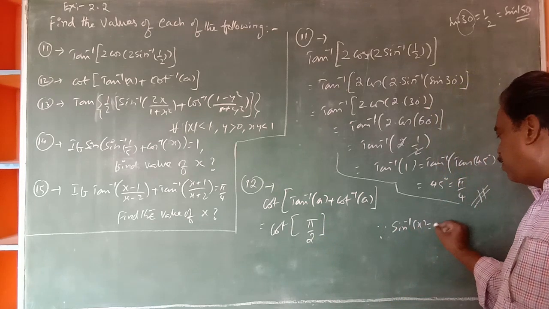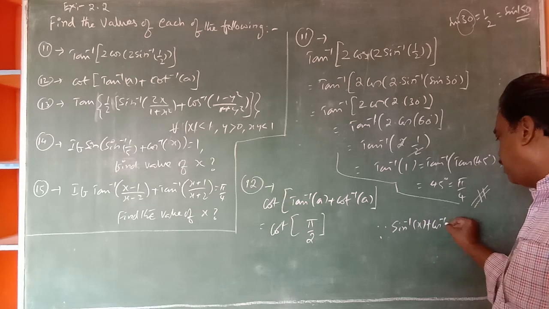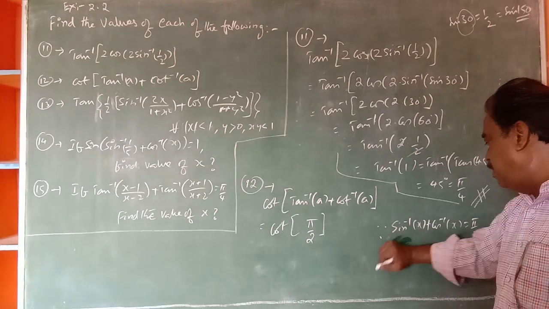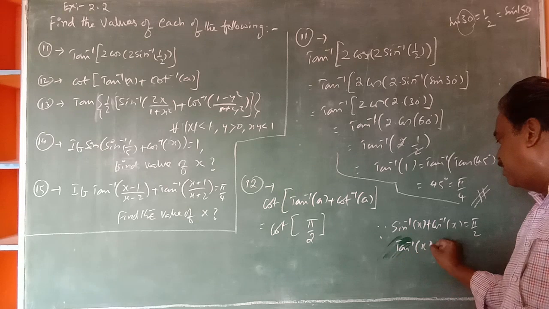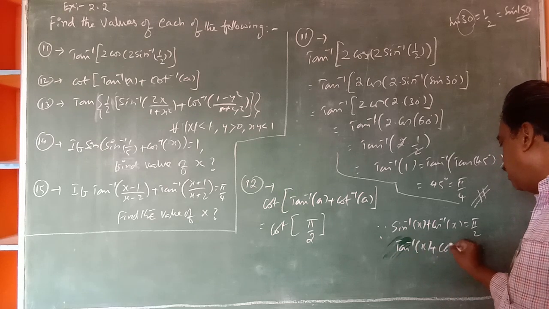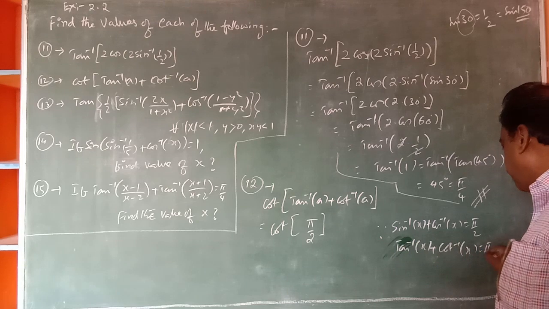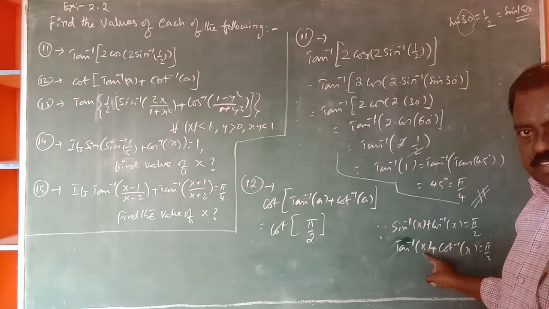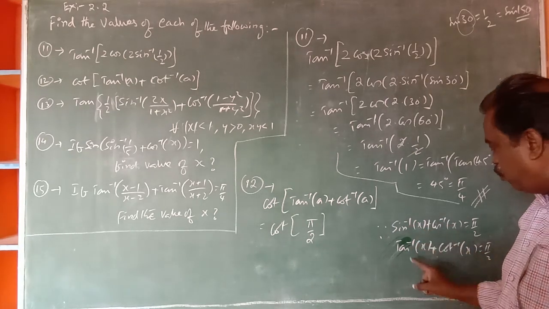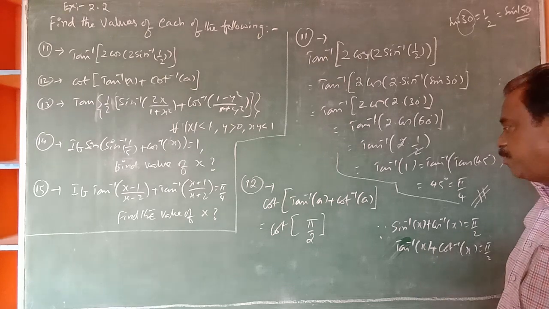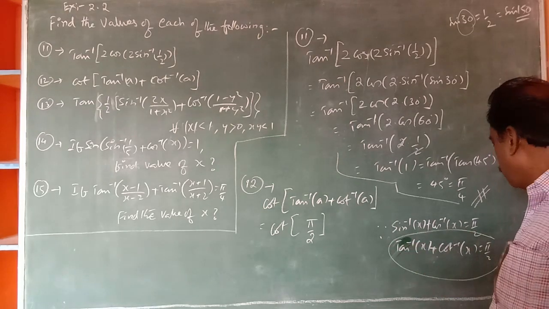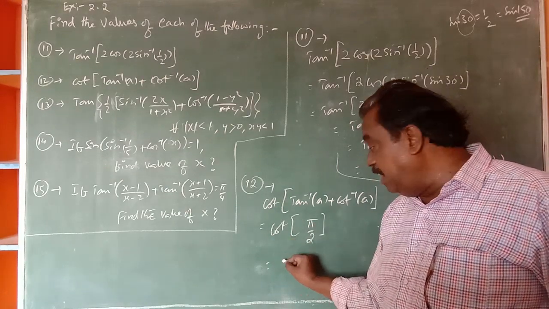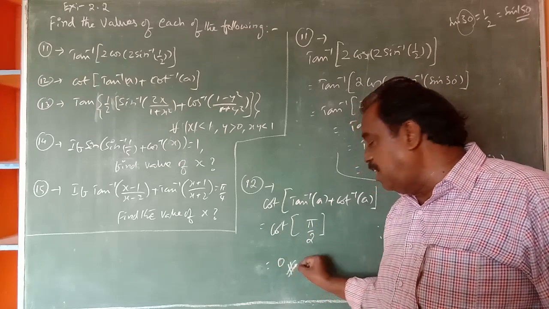Sin inverse x plus cos inverse x is pi by 2. A set of properties: tan inverse x plus cot inverse x is equal to pi by 2. Formula is there. So tan and cot is one set, sin and cos one pair, secant and cosecant also is there, pi by 2. So leave it out, we need this one. So it is pi by 2. So cot of pi by 2 is cot 90, which is 0. So its value is 0.